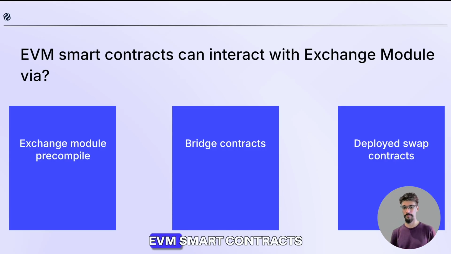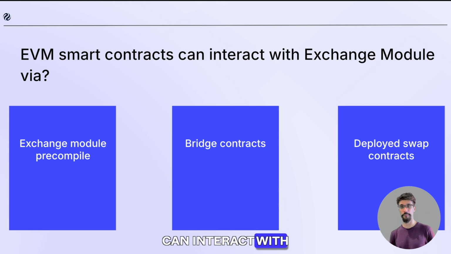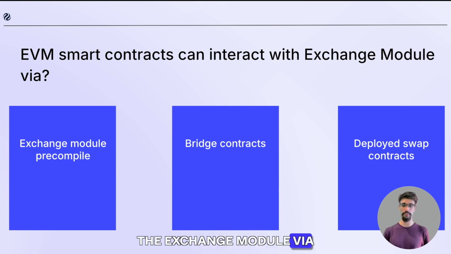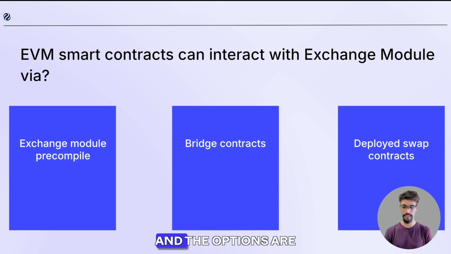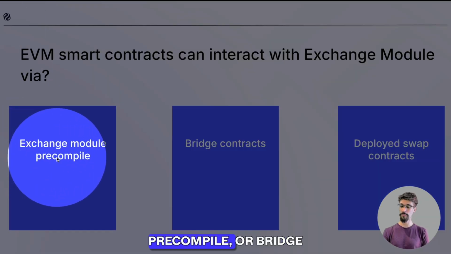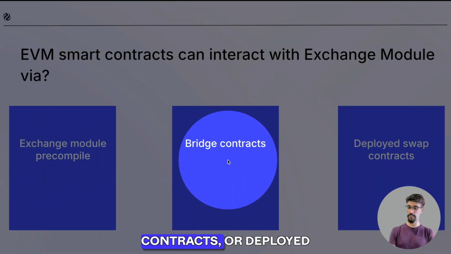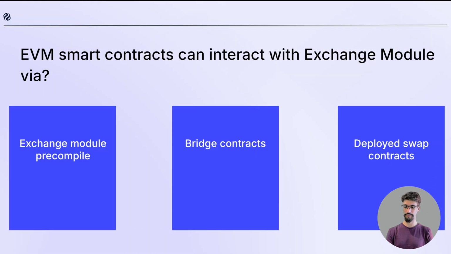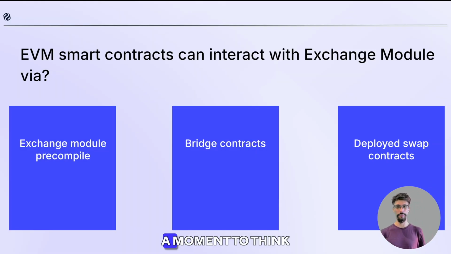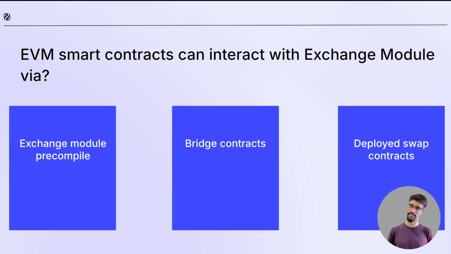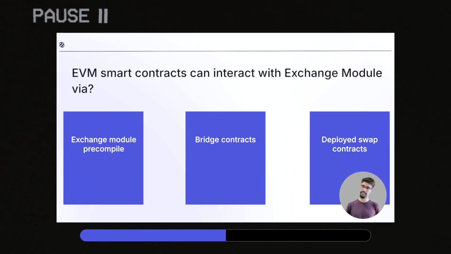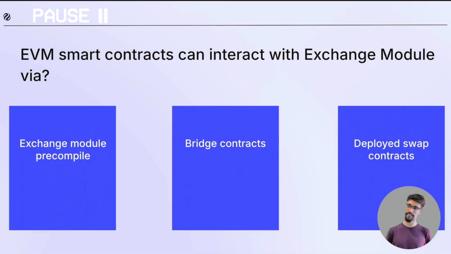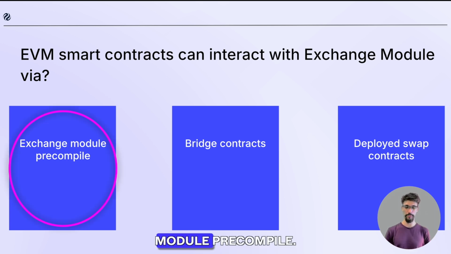First question. EVM smart contracts can interact with the exchange module via, and the options are the exchange module precompile, or bridge contracts, or deployed swap contracts. I'll give you a moment to think of the answer. And the answer is the exchange module precompile.